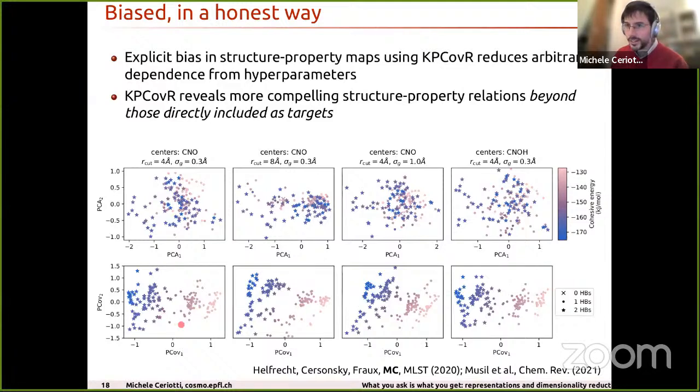They do correlate with the energy. We have asked for it, but also they are much less dependent, at least in their qualitative features, on the hyperparameters that we use in defining the representation. And very nicely, we get clustering between structures that have 2 hydrogen bonds per molecule and structures that have just 1 hydrogen bond per molecule.